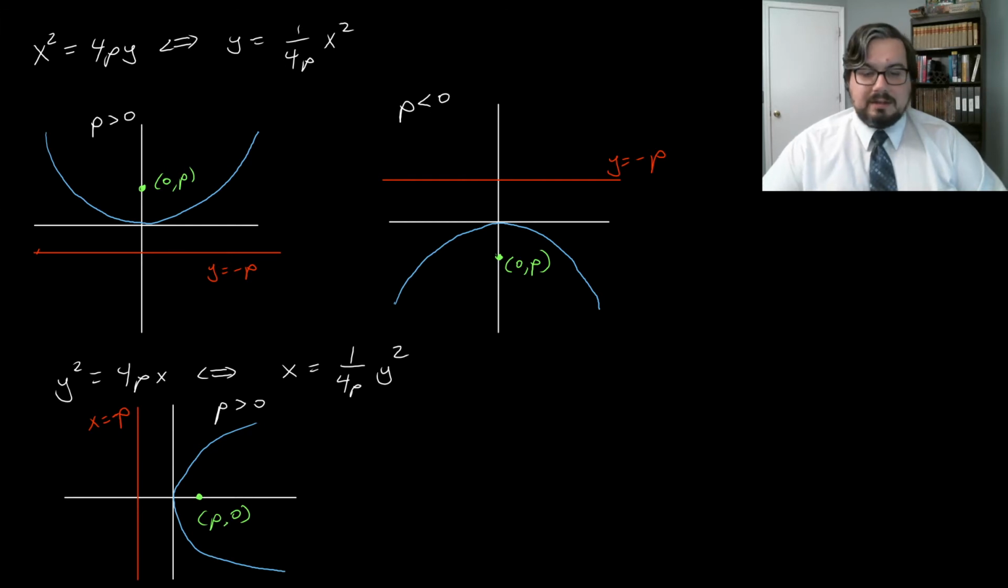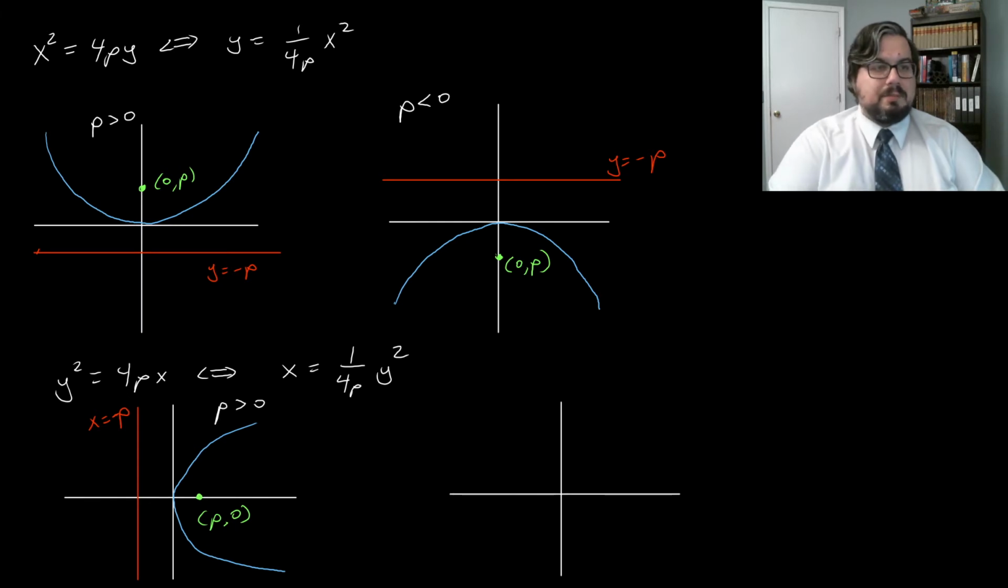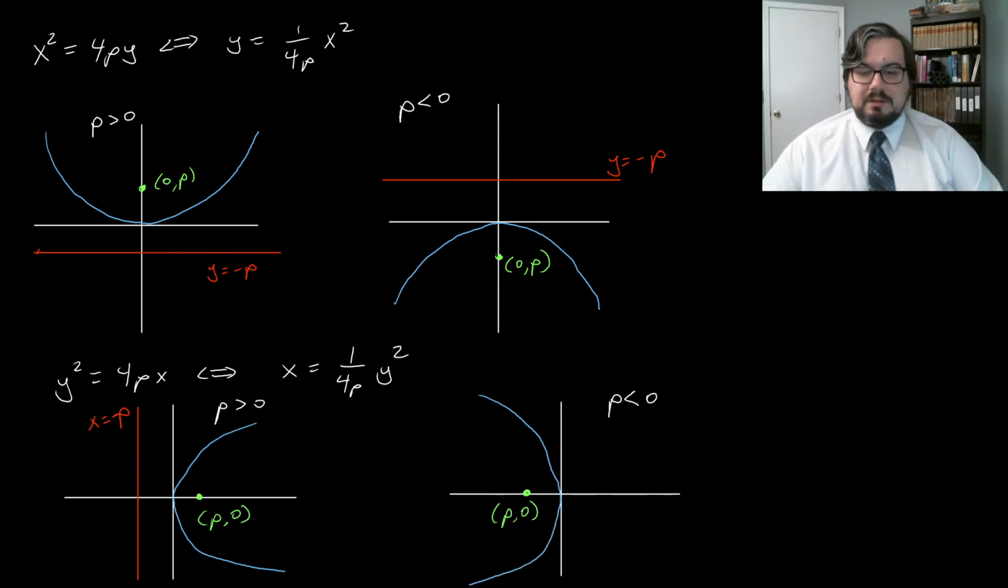And then finally, if we're in the horizontal parabola setting, but p is negative, then the focus will be to the left of the origin at the point (p, 0). The parabola will open to the left, and the directrix will have the equation x equals negative p again.